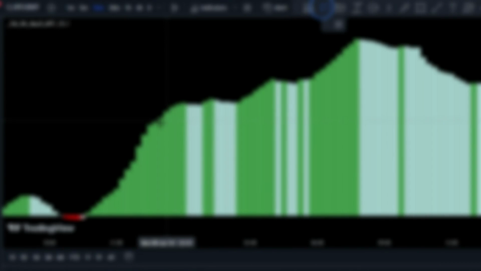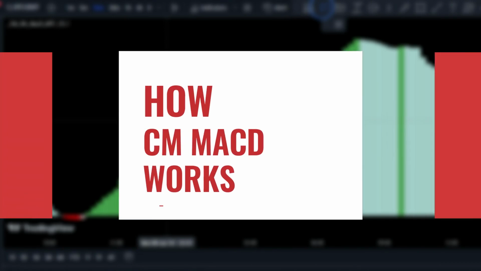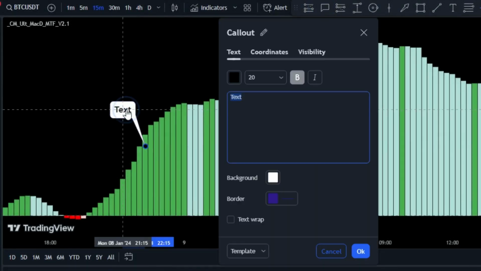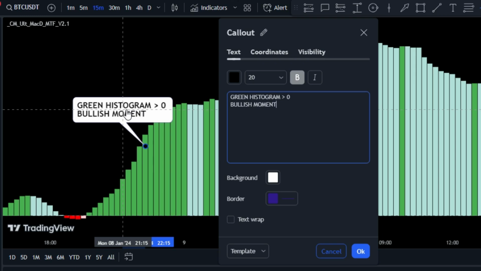Now let's break down how the CM-MACD indicator can assist us in confirming signals. The indicator has several states. Initially, if the histogram of the indicator is green and above the middle level, we consider the market to be in a bullish trend gaining strength.